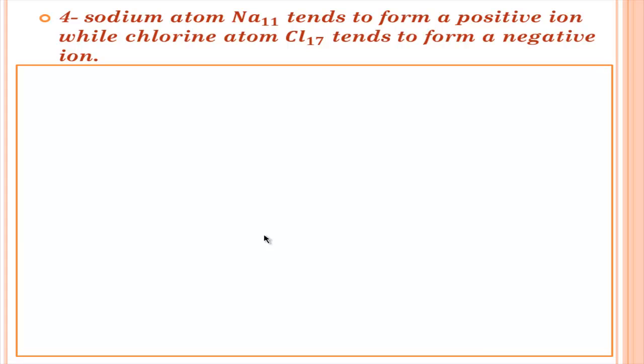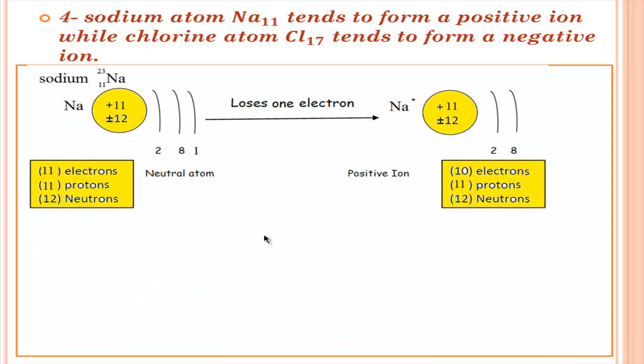Sodium atom, Na 11, tends to form a positive ion, while chlorine atom, Cl 17, tends to form a negative ion. As we said, for sodium 11, we will write the electronic configuration.